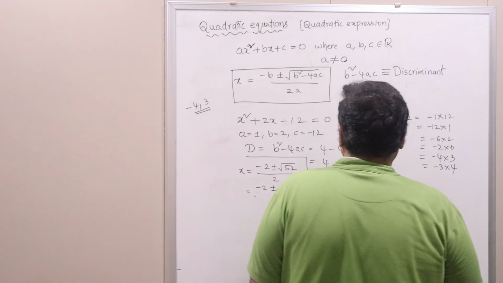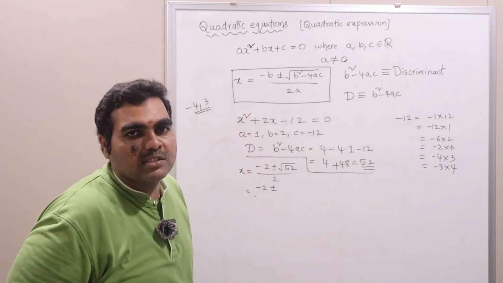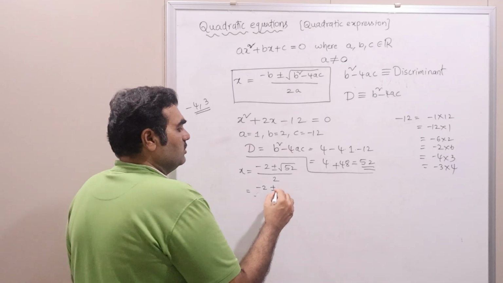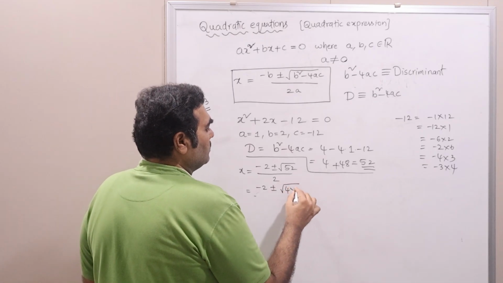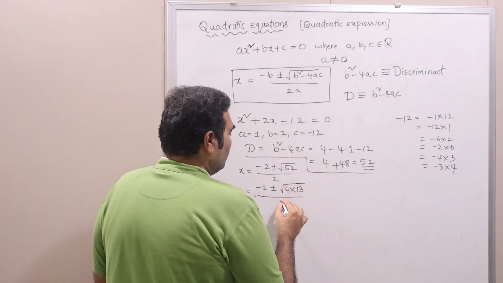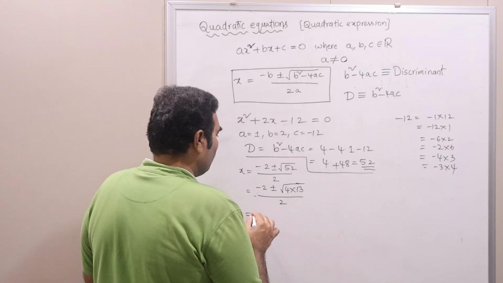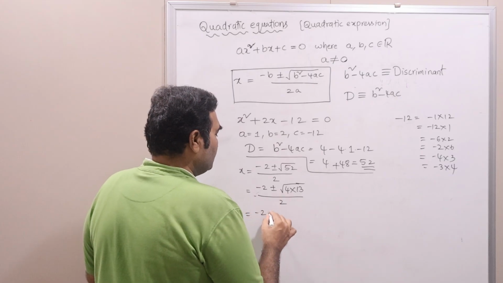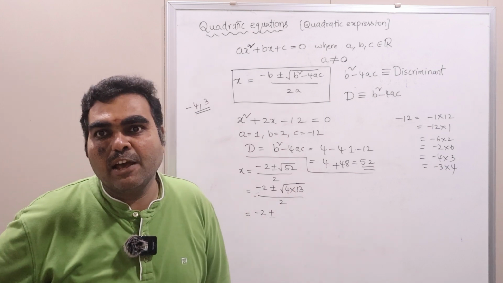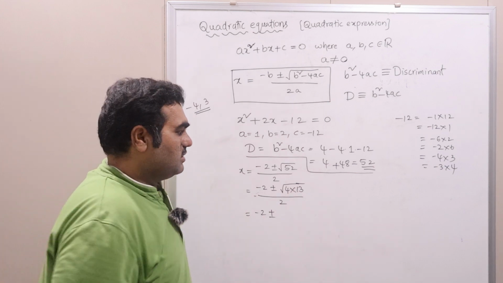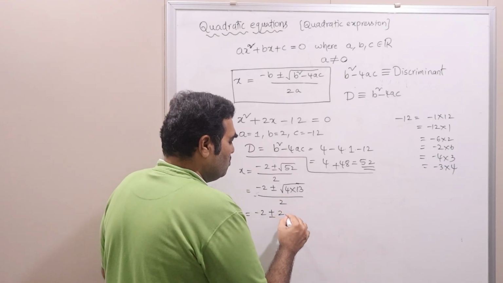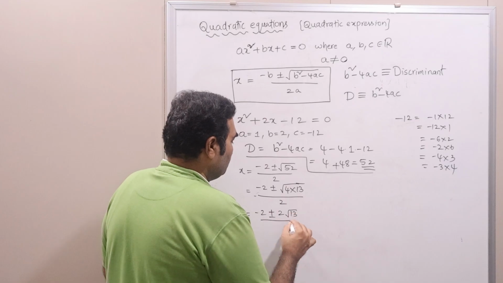So I can write 52 as 4 into 13. So 13 fours are 52, right? So I can write 4 into 13. Probably you might have understood why I am preferring 4 into 13. Yes, you are right. I am searching for some factorization where I have a perfect square in the factors, right? So 4 is a perfect square, so I can write it as 2 root 13 by 2.